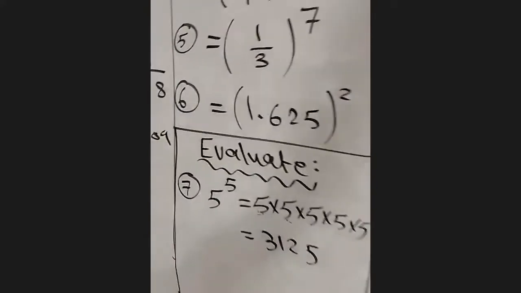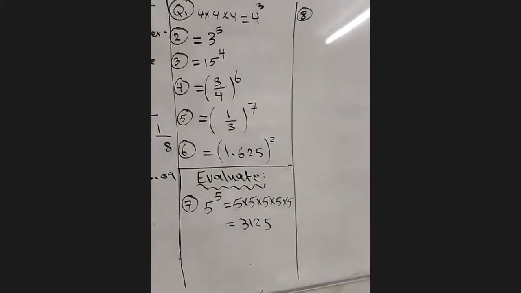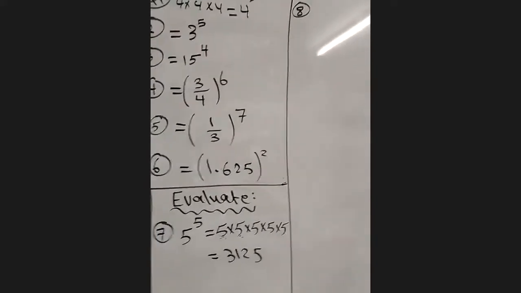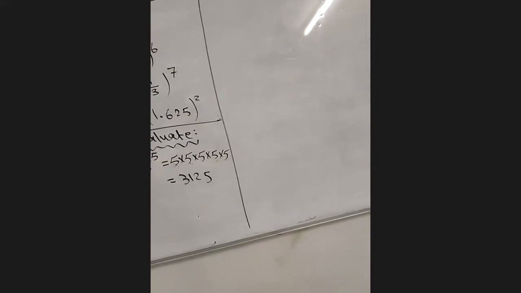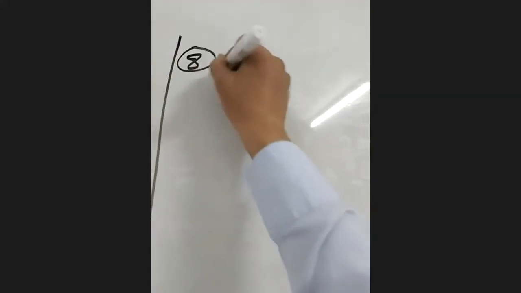Question 8. Question 8, we have Hilal. Hilal, I hear you. Yes. Question 8, ya Hilal. See it? Yes. Yalla, read. What we have? 6 to the power of 3. Good.